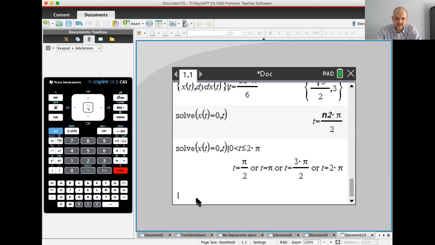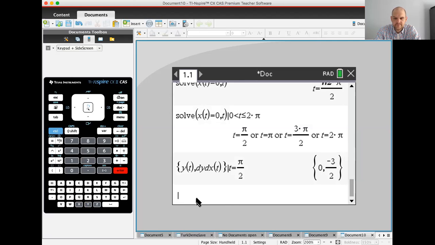Now I need y of t, x of y of t. X is definitely 0. So y of t, comma, dy dx of t, such that t equals pi over 2. All right, so what is it? X is equal to 0. X equals 0, no matter what. Oh, so these are horizontal.